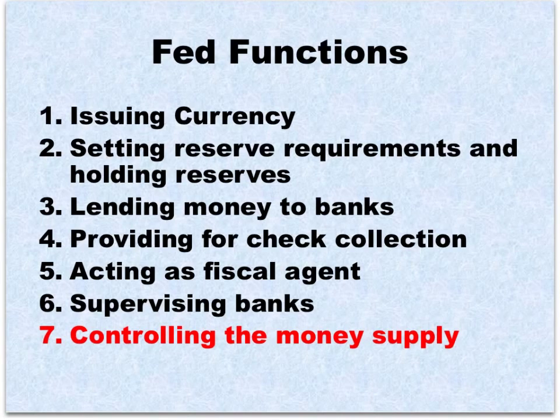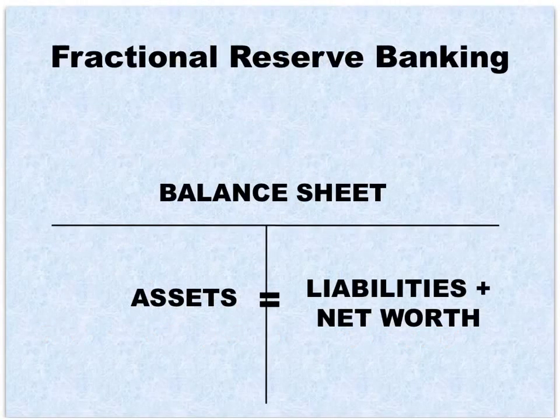6, it supervises banks, telling them, for example, what their lending standards should be. And 7, and most important by far, which is why I put it in red, it controls the money supply. The Fed is awesomely powerful. It can raise and lower the money supply with no more than an agreement of that 12-member board, regardless of what Congress or the President says. How it does that, we need to understand a little bit more about banking, and that's what we're going to talk about next time.